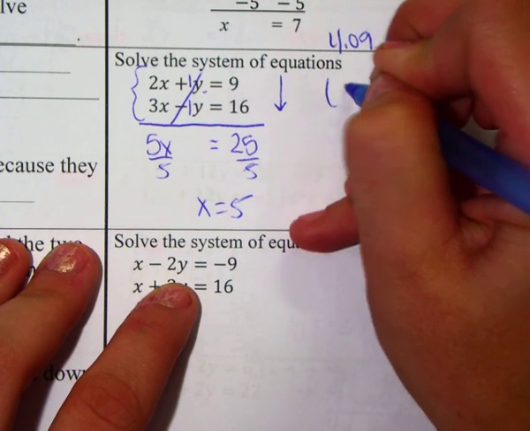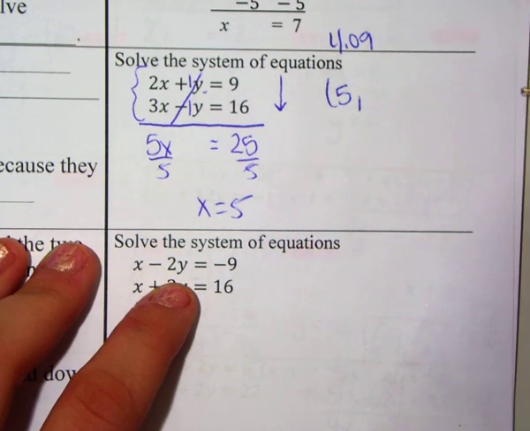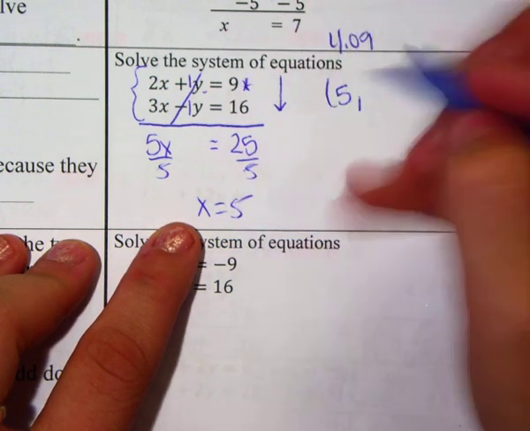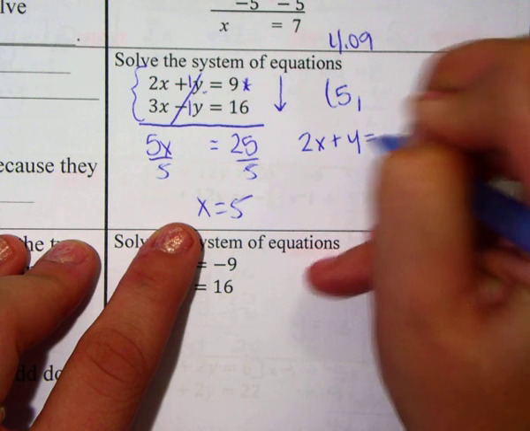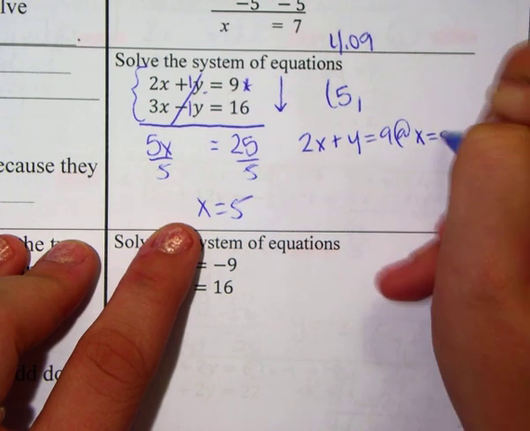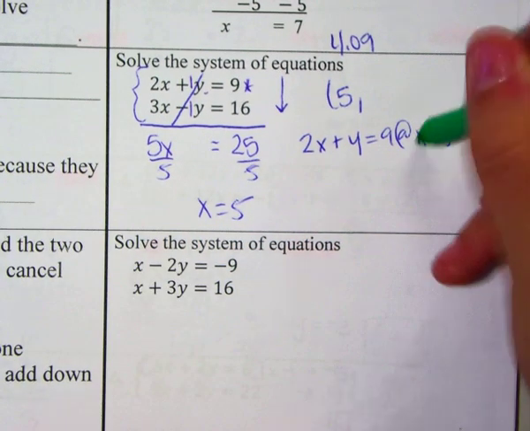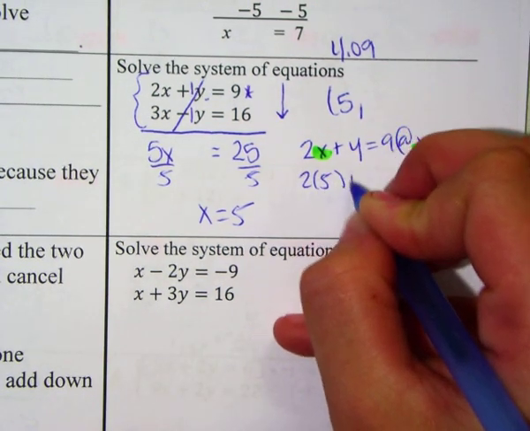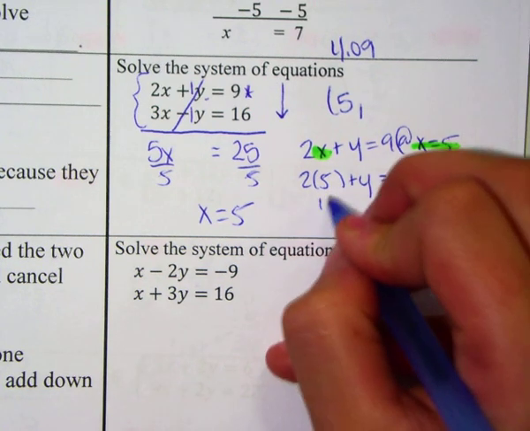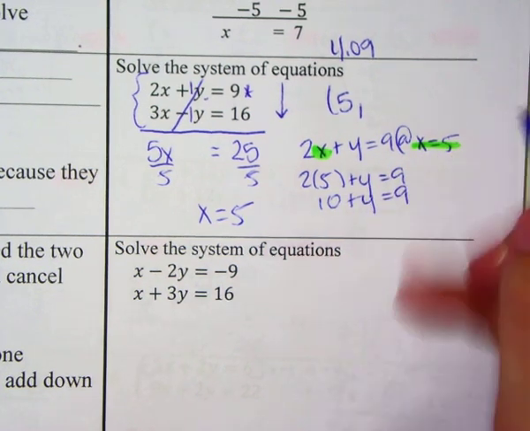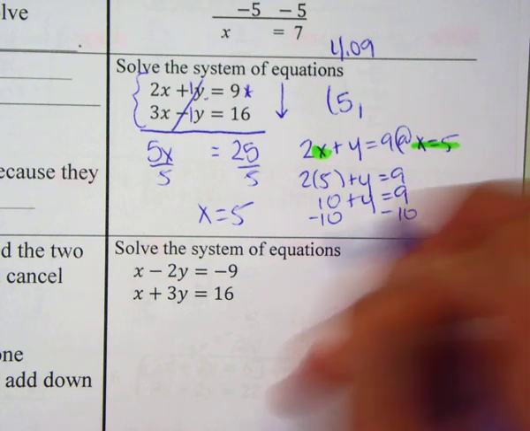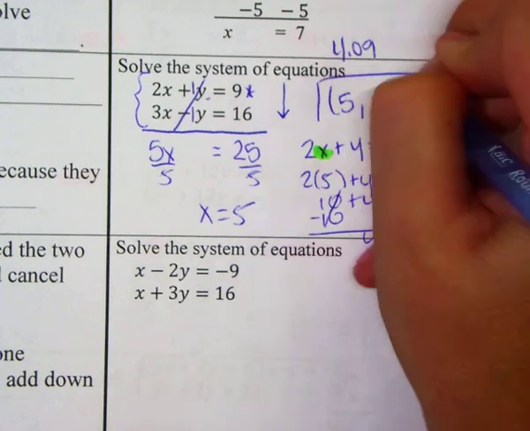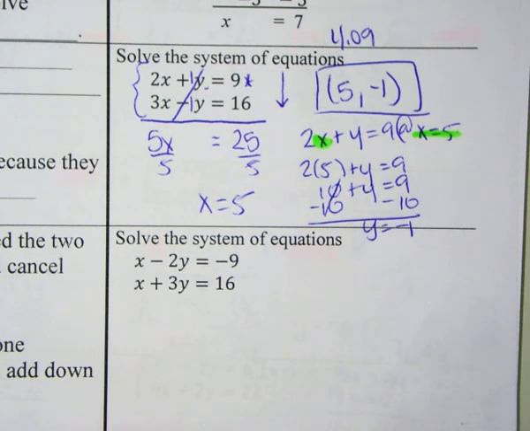So the x coordinate of my solution is 5. Then I take this x equals 5 and I substitute it into either one. I'm going to choose the first equation. Everywhere that I see an x, I'm going to substitute 5. So this is 10 plus y equals 9. Subtract 10 on both sides. Y equals a negative 1. See how simple that was? That was solving systems using elimination.